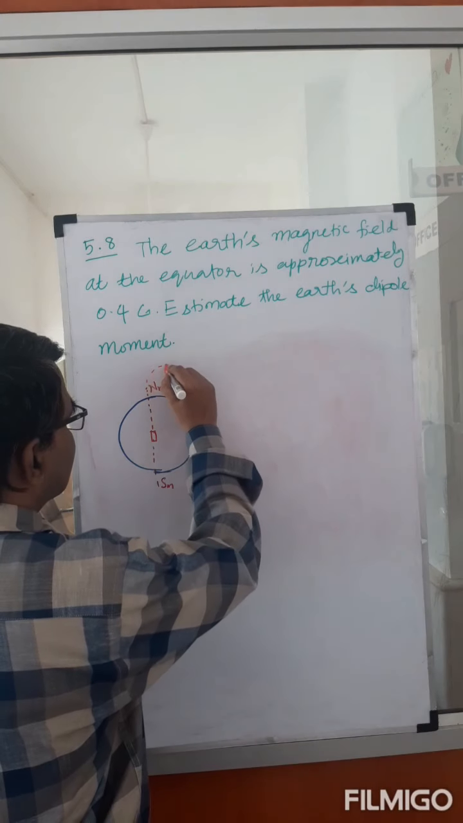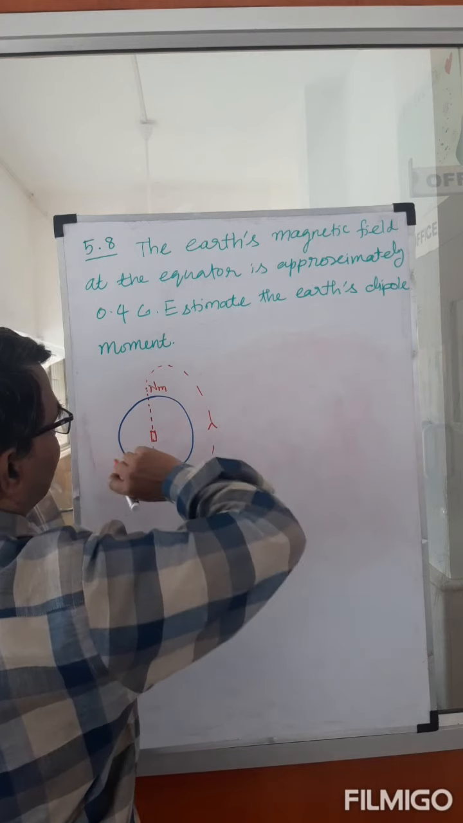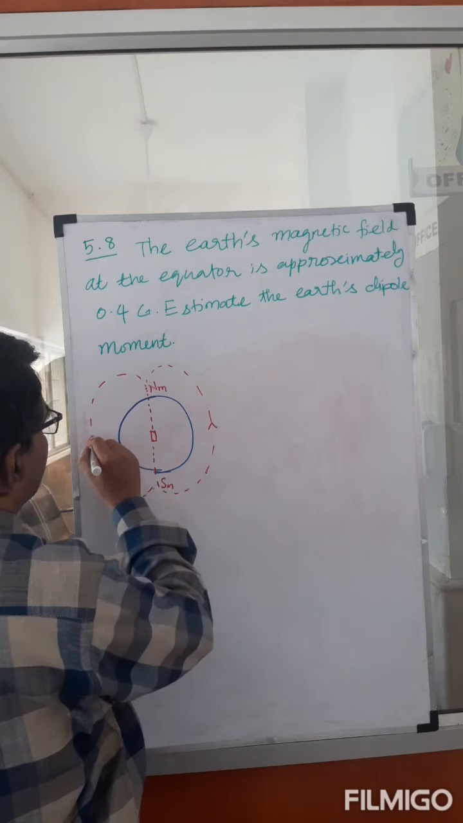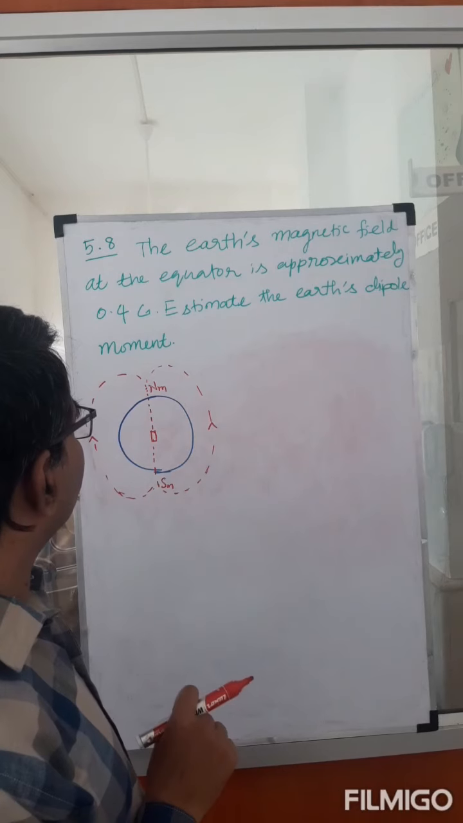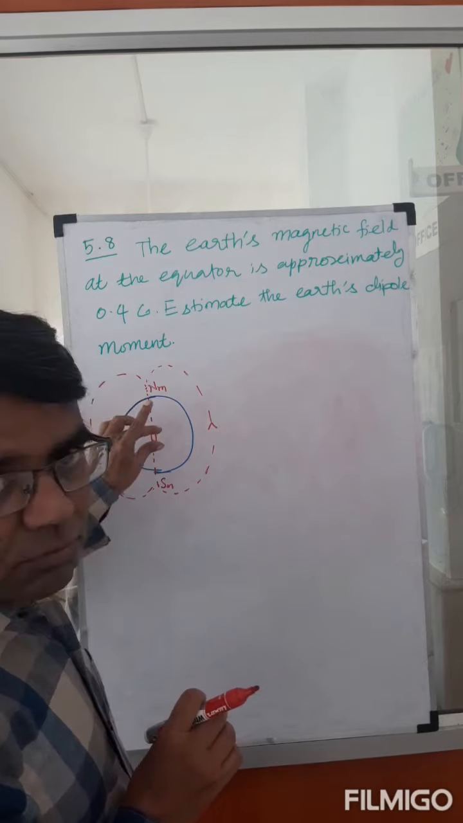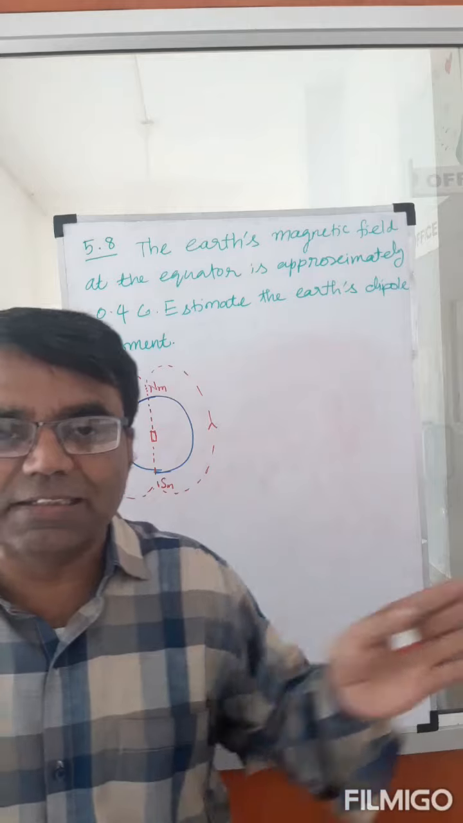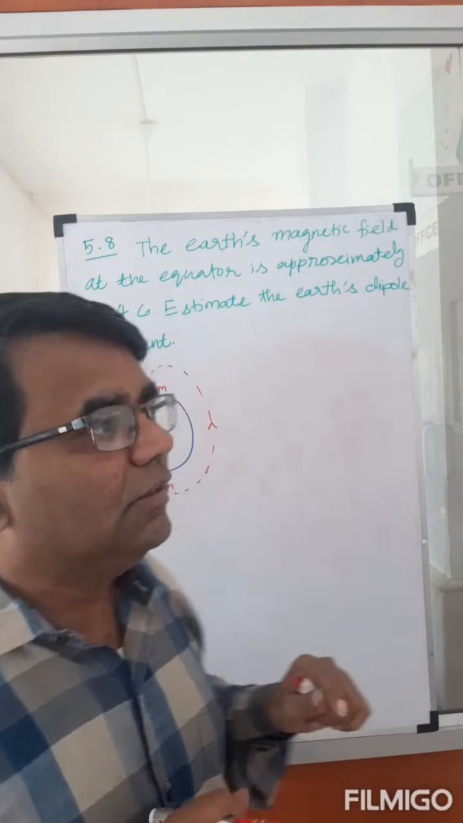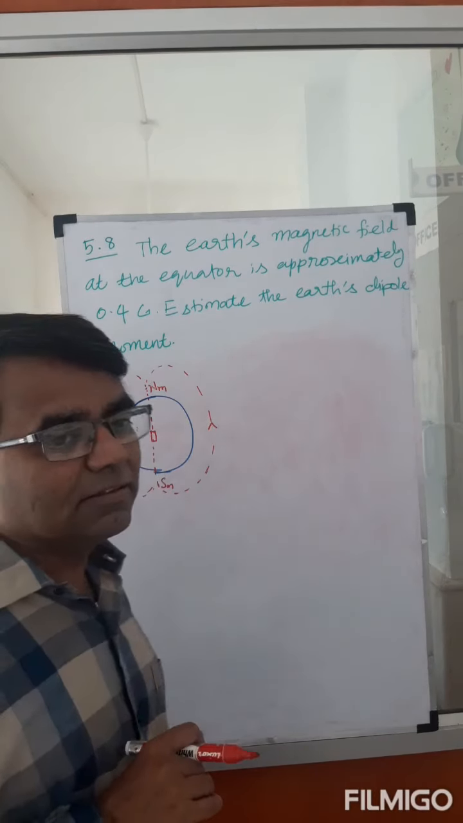So the magnetic field lines will be in this direction. It will go from here to there. So this is like a dipole, and the magnetic dipole will set up its own magnetic field at different points in space. And you know that if you want to find the magnetic field along the axial line, then you have one equation for it.